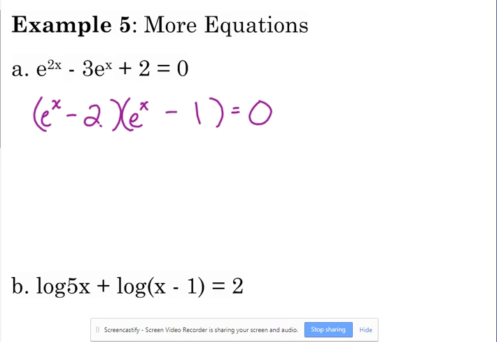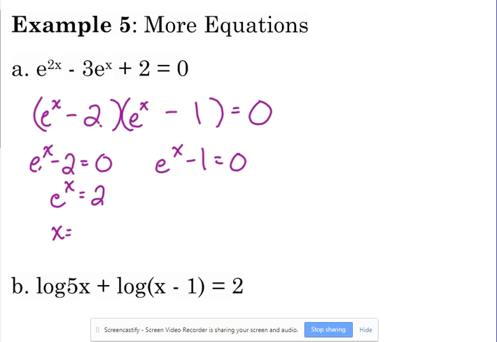So, what's the next step in solving by factoring? After this, what do we do? Set them equal to 0. E to the x minus 2 is equal to 0. E to the x minus 1 is equal to 0. So we solve. We've got e to the x equals 2. So what does x equal? What do we do to get x by itself? Logarithmic form, natural log of 2.